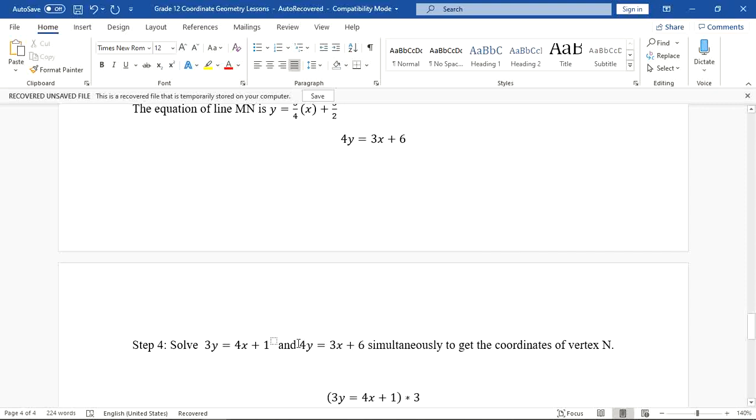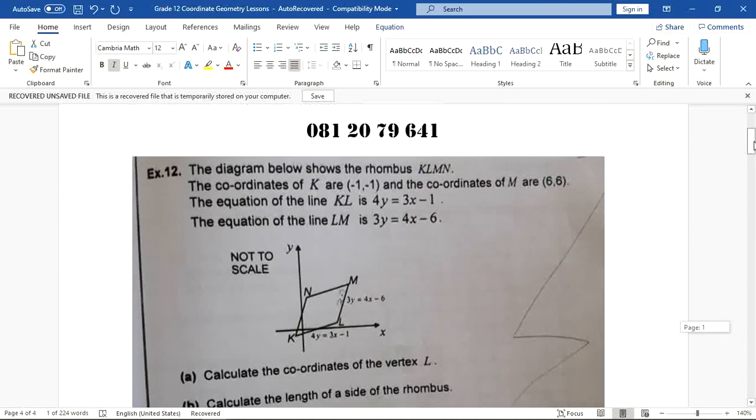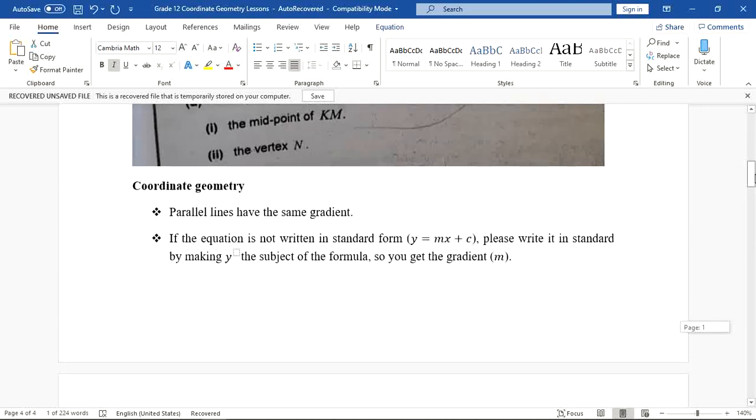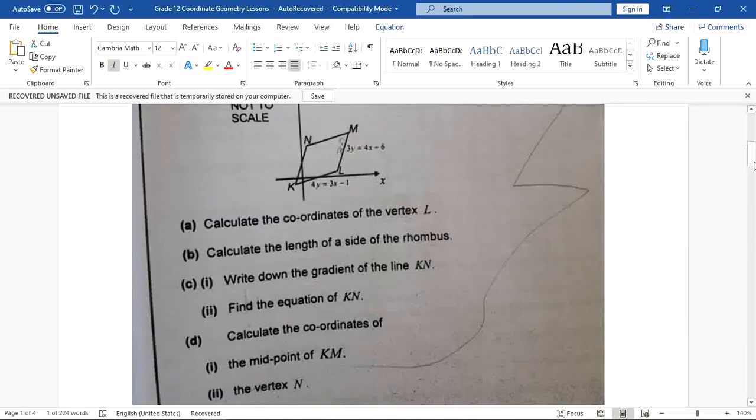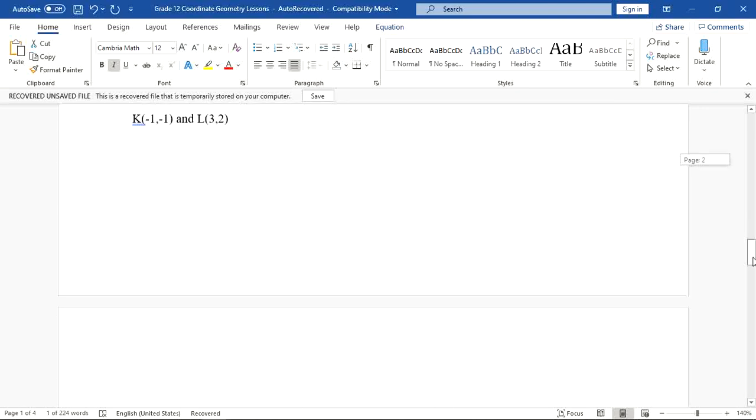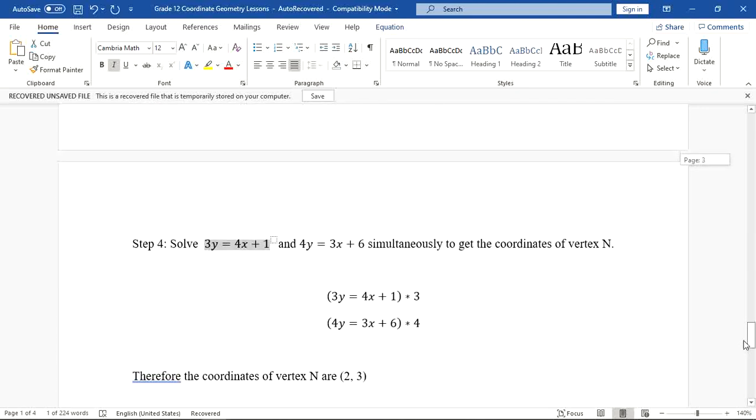All right, so remember that this is an equation for line MN, and this is an equation for line KN. So they are all meeting at N. If we solve them at the same time, they'll give us the coordinates of N. Okay, so now these two equations, we need to either eliminate y or x.